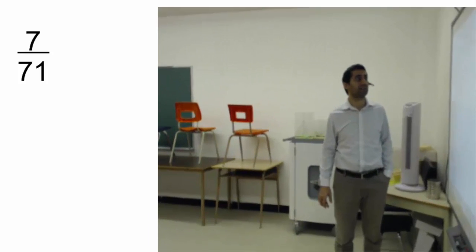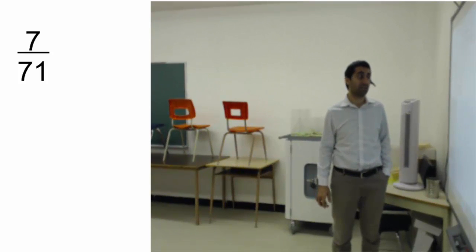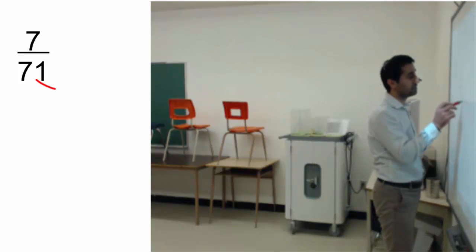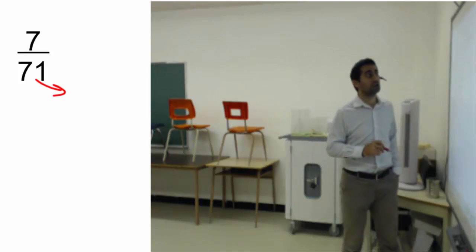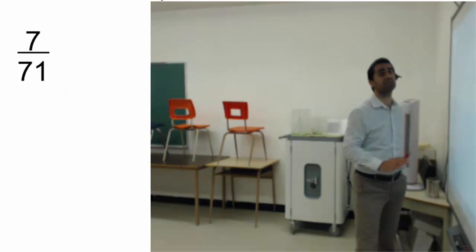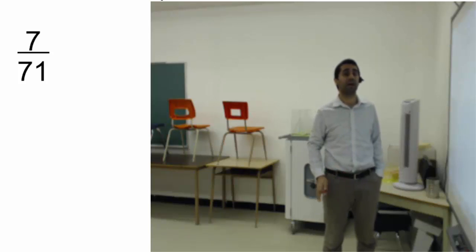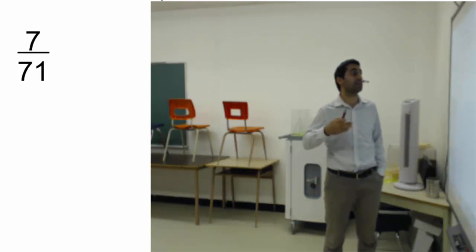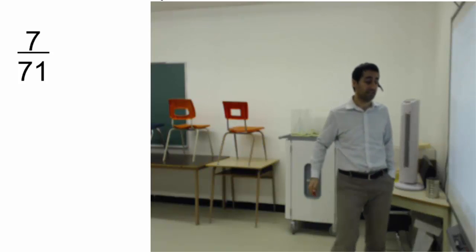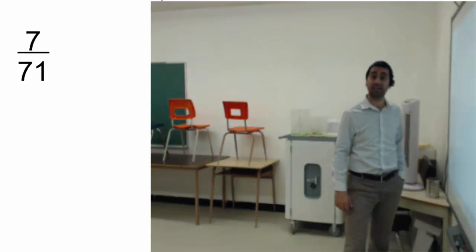So I have one more example. How about 7 divided by 71? Well, there is no number that divides 7 other than 7 itself, and 7 doesn't divide 71. So actually, this is the simplest, the lowest term anyway. So I cannot make the simplification here. So pay attention to that. Alright, it's time to practice.